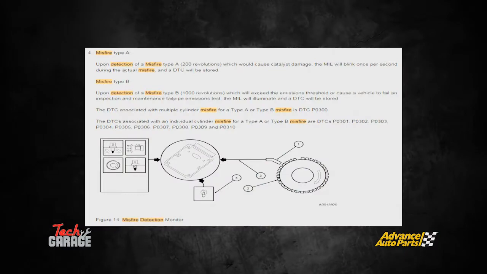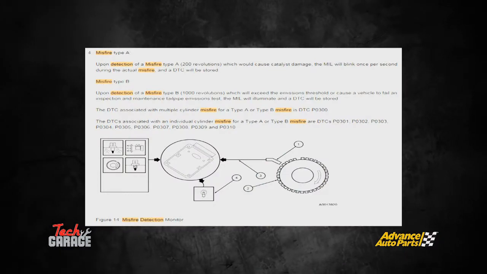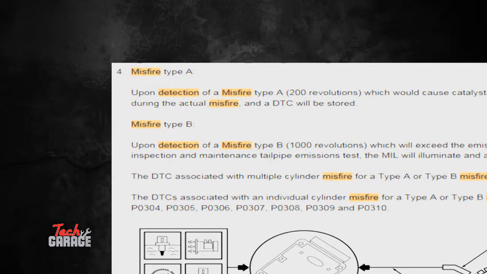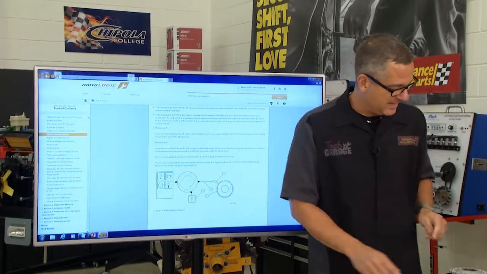I pulled up MotoLogic. Professional techs use this. We get a good look at it right here. You can actually see it's misfire detection. The car is looking at crankshaft revolutions. 200 revolutions, type A code, 1,000 revolutions, type B code. Just computer talk, how it's working, how it's looking at it. But here's what it actually sees.